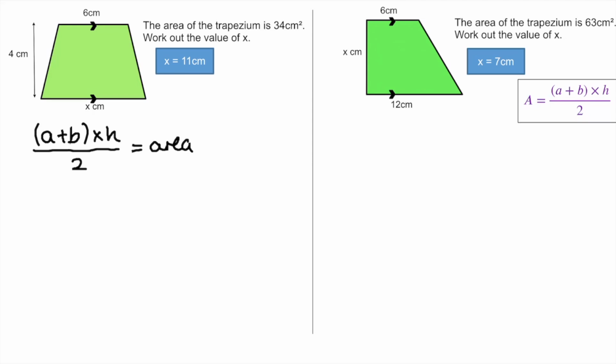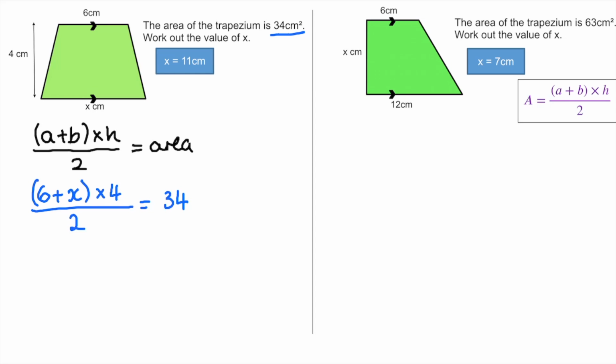So I know that the a and the b is 6 and x. The perpendicular height is 4. Divide that by 2 will give us the area, which is told in the question is 34 centimetres squared. Now all the units are already in centimetres, the area is in centimetres squared, so I know that my answer is going to be in centimetres.